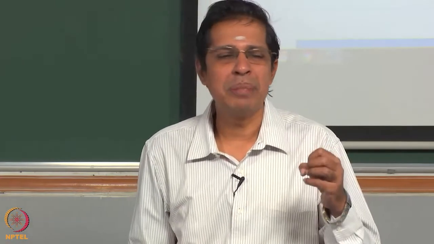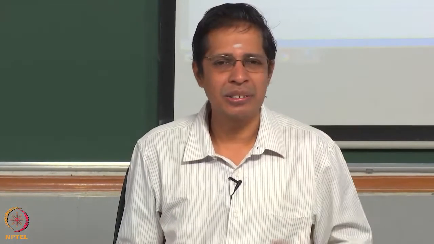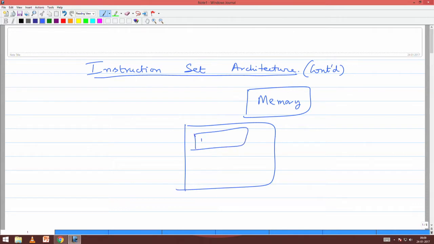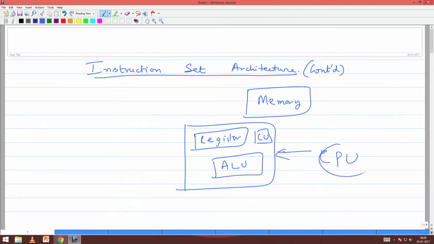So what are the types of machine language instructions that you can conceive of? In a system there is memory, and inside there are registers, and then there is an ALU, and there is a control unit which controls the movement of data here and there. This is the organization of a simple computer. Collectively you call this the CPU, central processing unit.